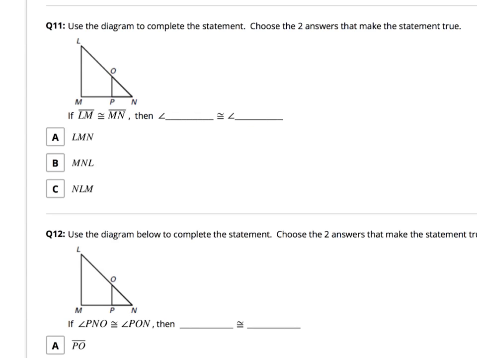So it tells us that LM is congruent with MN. Okay, so these whole sides here are equal to one another. Whoops, that was pretty bad. But right here, you get my drift.